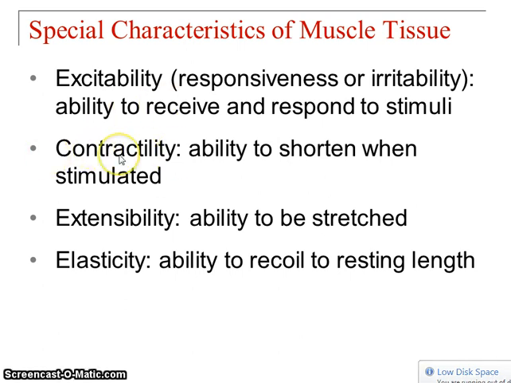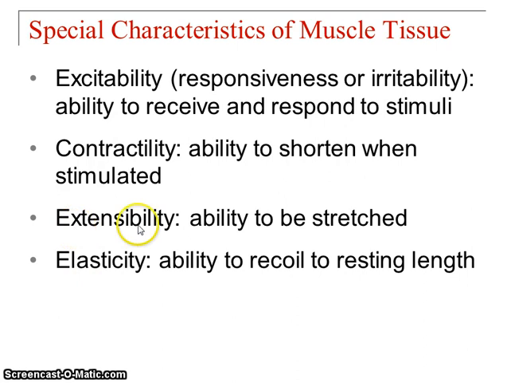So the second one is contracting. What does that mean? It means the cells get smaller. They cause movement. Last 2 characteristics, extensibility and elasticity. Extensible, they can stretch. Elasticity, after they stretch, they recoil back to their original size.